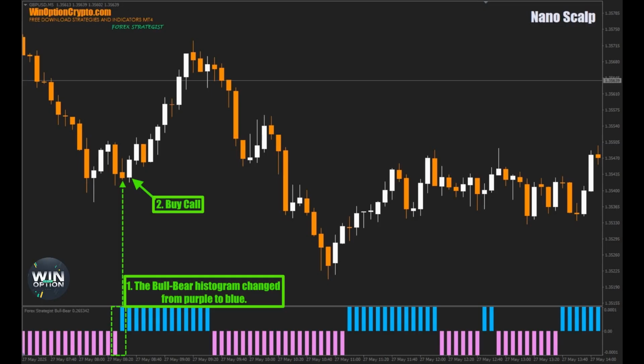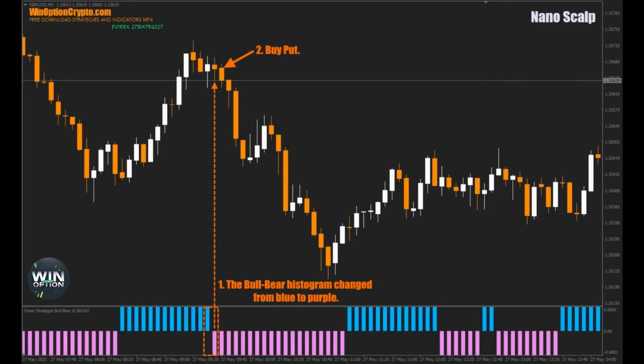To open the put option, you need to: 1. Wait for the bull-bear histogram bar to change from blue to purple. 2. At the opening of the next candle, we buy the put option.